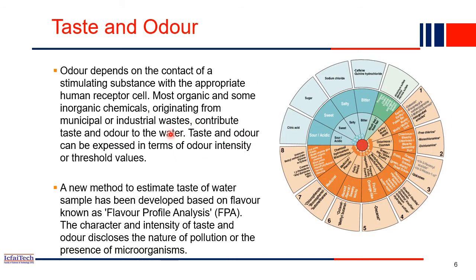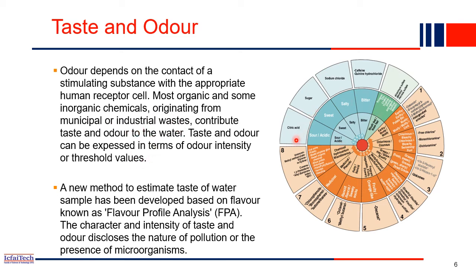Now the next physical property of water is taste and odor. As I mentioned earlier, what is taste? Taste means once we take the water, this is basically the scale, you can say. Odor means basically smell. If the water contains pollutants, it will produce a bad odor. Originally water should be odorless and tasteless also. Odor depends on the contact of the stimulating substance with the appropriate human receptor cell. Most organic and some inorganic chemicals, originating from industry, contribute taste and odor to the water.